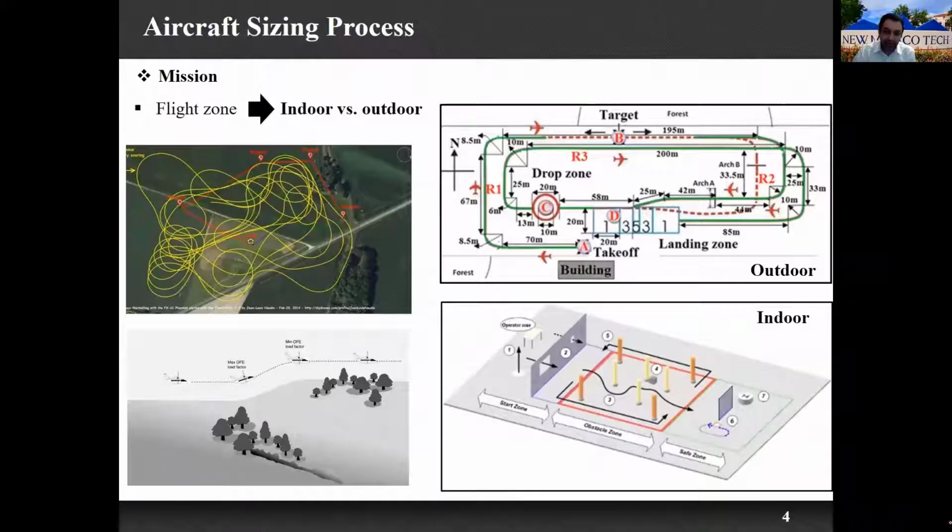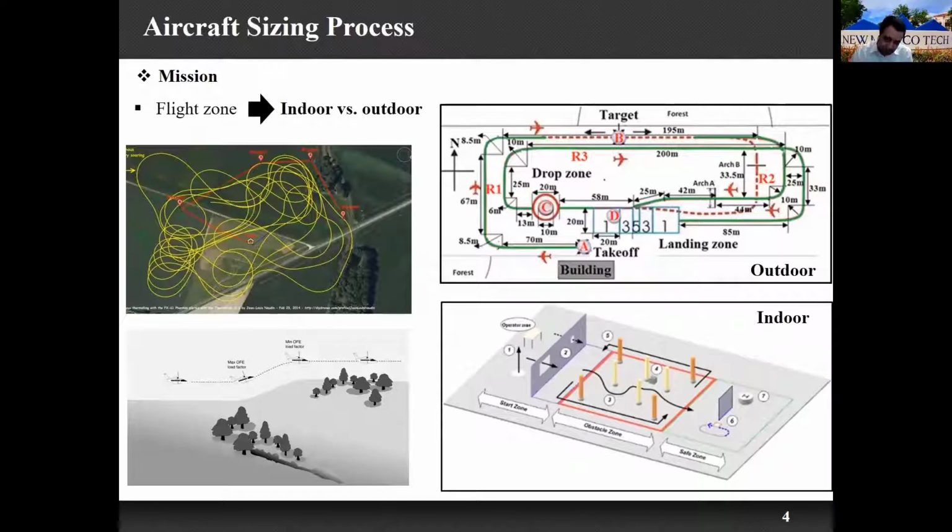So this is an example of the outdoor and indoor space. As we can see here, the flight zone can be indoor versus outdoor. Here is one example of the mission and how we extracted the lengths that the airplane is supposed to fly, and the turning radius. So what are the missions that our airplane is supposed to do in outdoor space? And this is an example for indoor space.